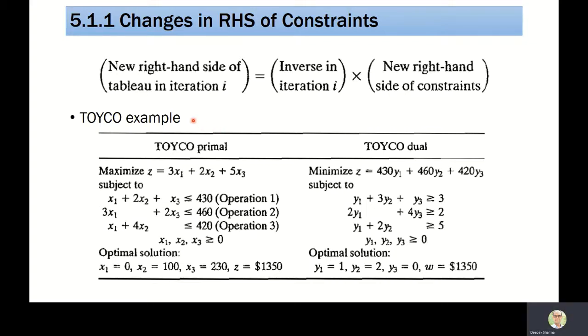So here is the TOYCO problem we have already discussed. We have a maximization problem with 3 variables and 3 constraints, and the optimum solution is given to us. For the same TOYCO problem, we can write its dual form in terms of dual variables and dual constraints, and the optimum solution is given here. You know that this optimum solution, the y1, y2, y3 values, we can find directly from the optimal simplex table of the primal TOYCO problem.